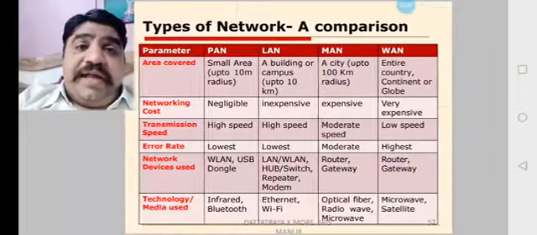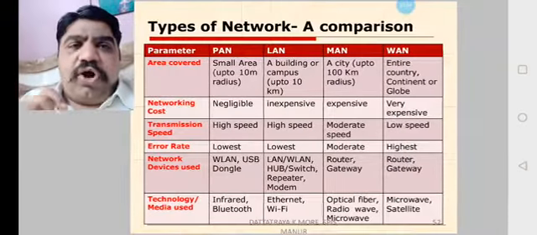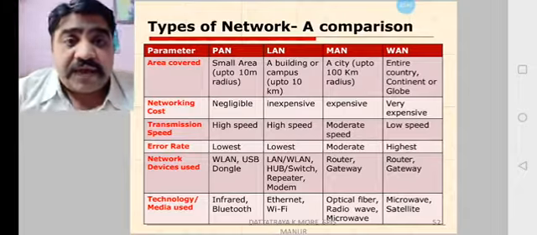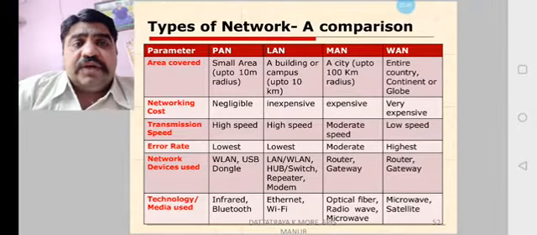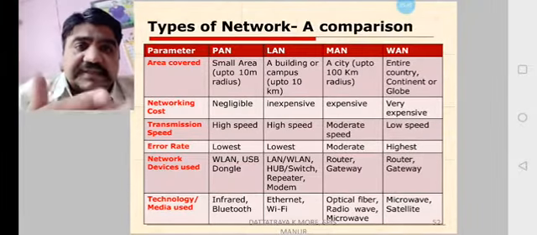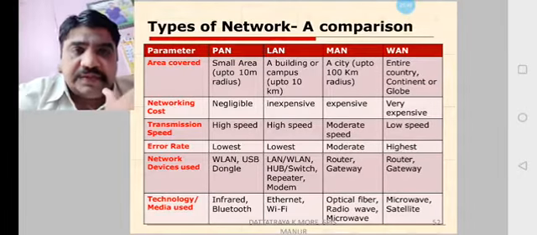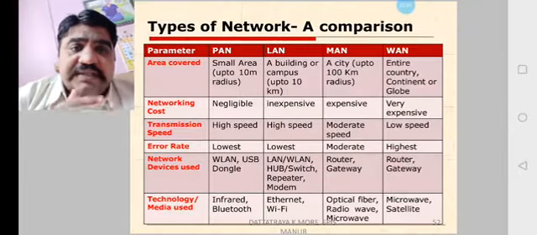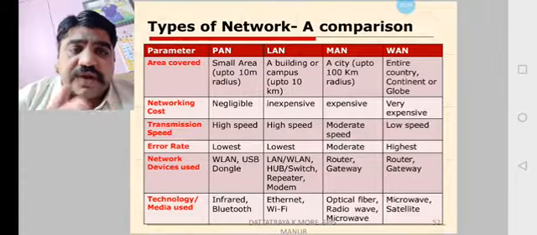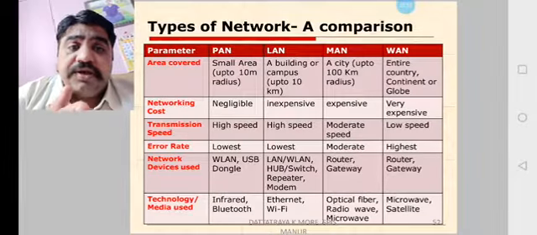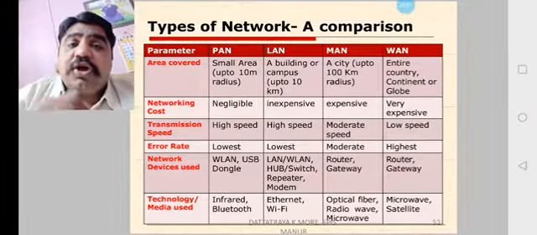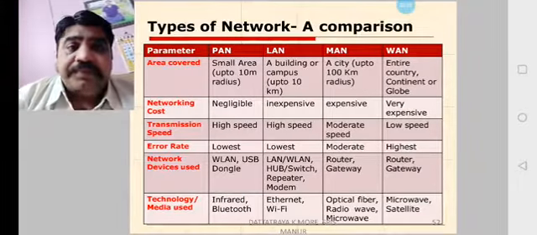So here is one table I have made for comparison. In short, in one glance you can compare all network types. I have set some parameters here and their types are there. You can observe the parameters: area covered, networking cost, transmission speed, error rate, network devices used, and technology or media used. Let's see one by one.